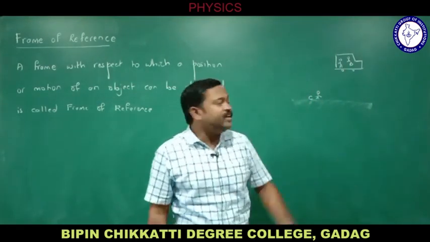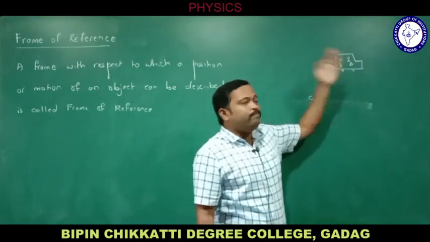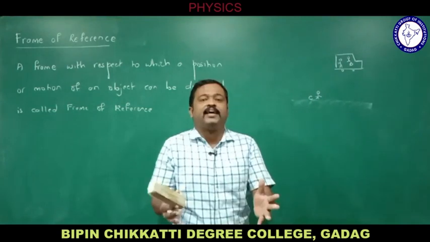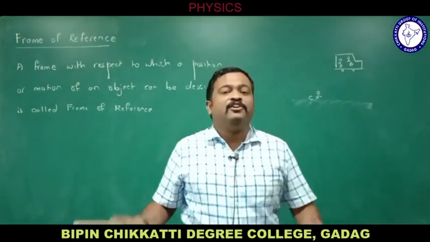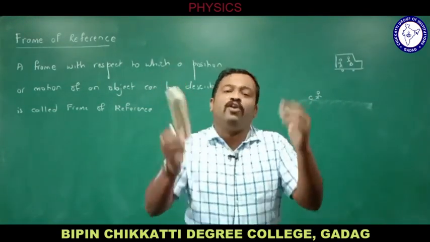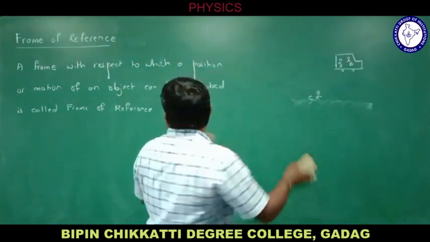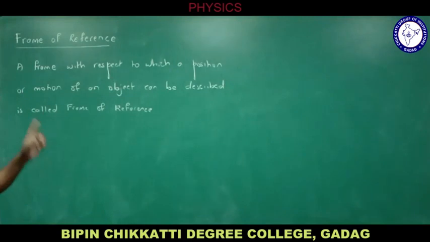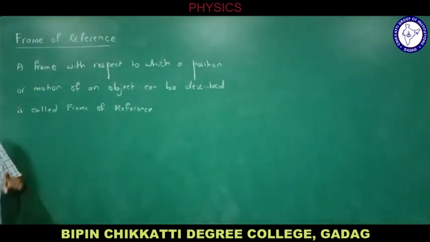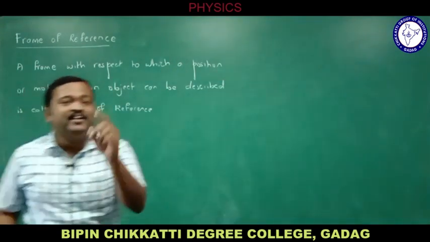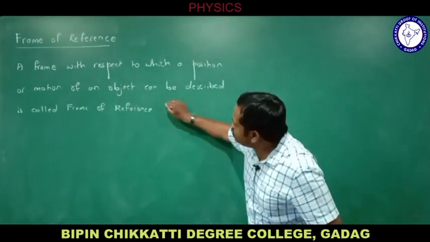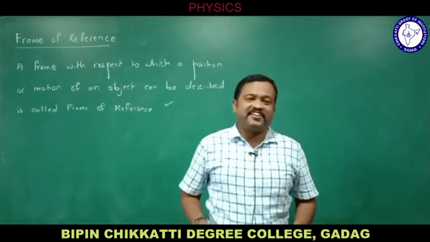Here we are seeing two frames. One is the bus as a frame, and another one is the ground as a frame. We can describe a body's rest or motion by considering the frame of reference. That is what we describe here. It is a frame with respect to which the position or motion of an object can be described, and that frame is called a frame of reference.